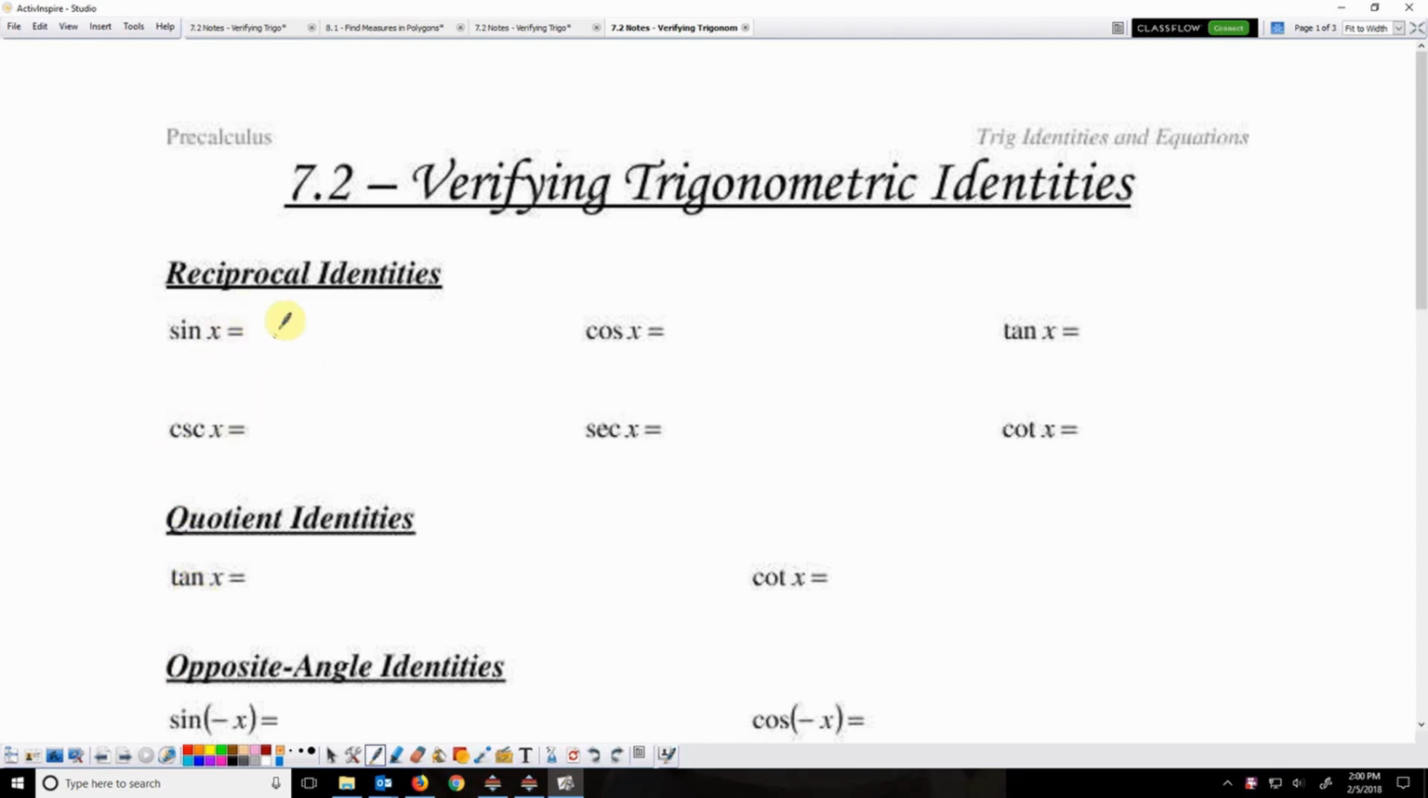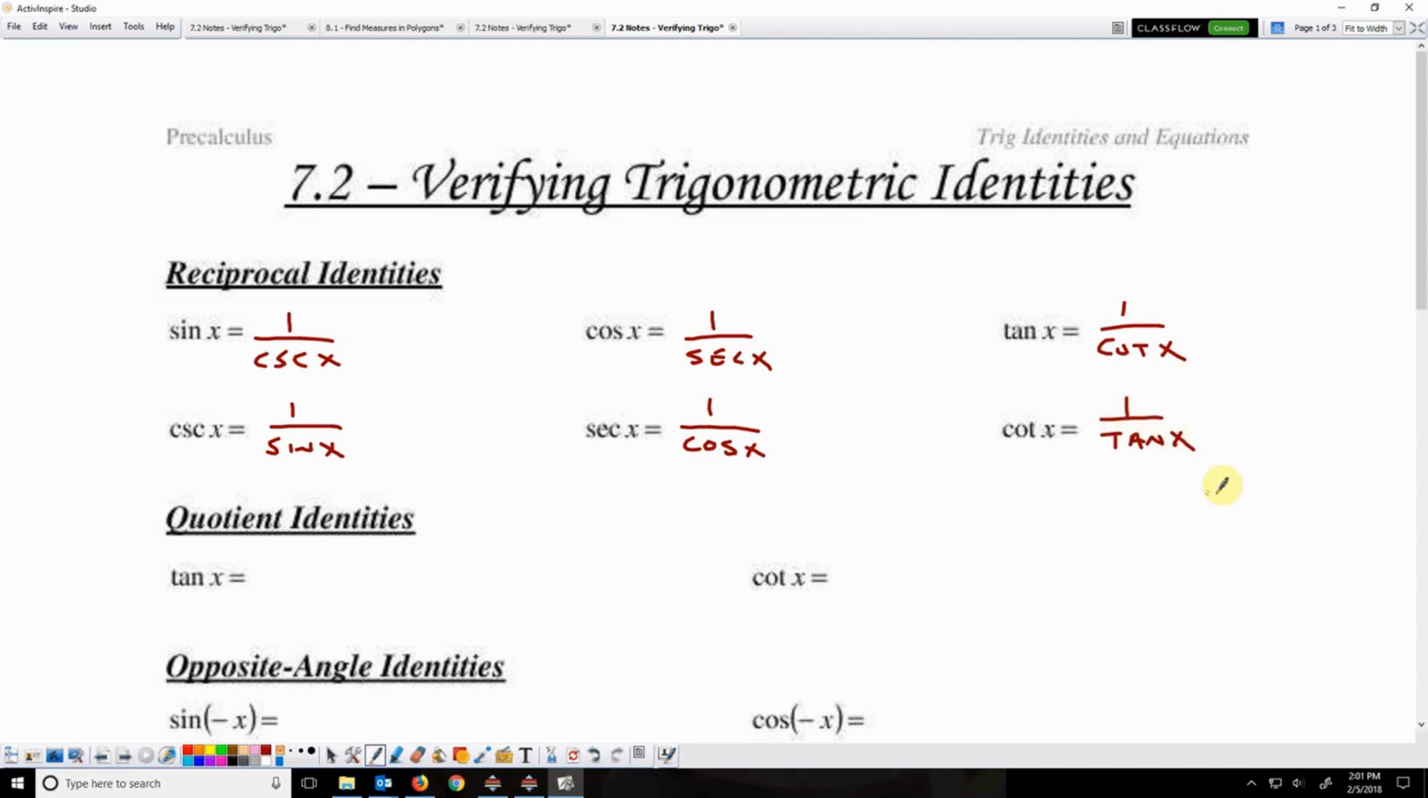The reciprocal identities: sine x is the reciprocal of cosecant x, so that's 1 over cosecant x. And cosecant x is 1 over sine x. Cosine x is 1 over secant x, and secant x equals 1 over cosine x. And tangent and cotangent are reciprocals of each other, so tangent x equals 1 over cotangent x, and cotangent x equals 1 over tangent x.